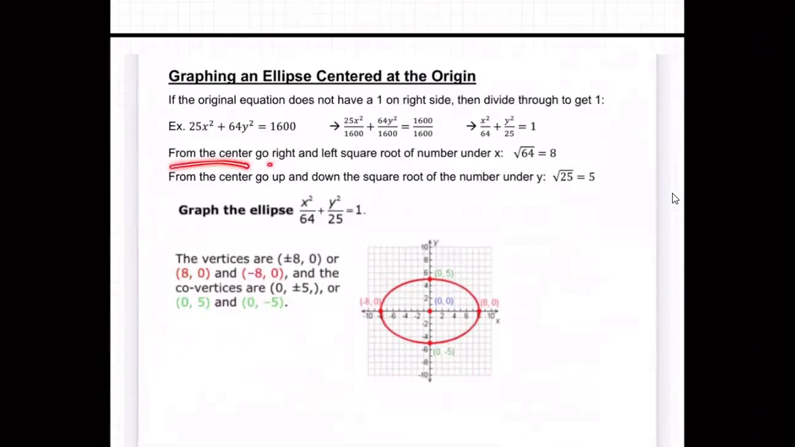From the center, right and left, the square root of the number under x. So this number that goes under x, the square root of that number tells you how far right and left to go. In other words, if you know it's over 8, you could square that, 8 squared, and that would tell you the number under x. You see?